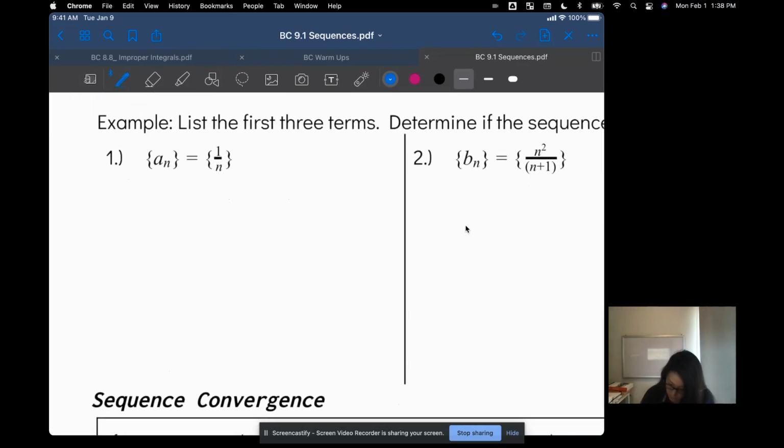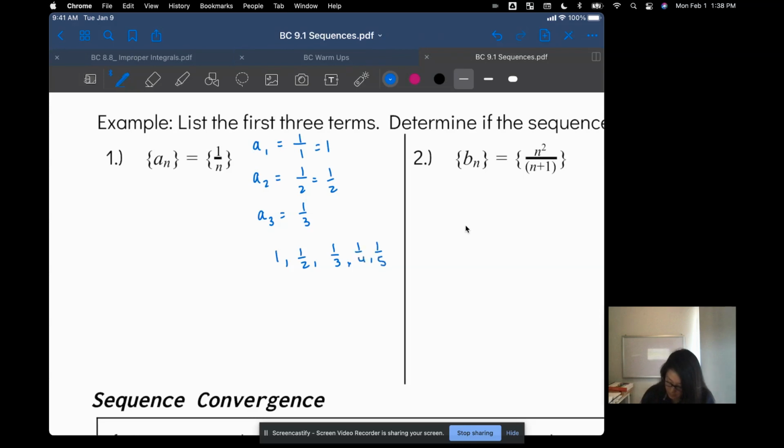All right, so the first one, the nth term of A is equal to 1 over n. So to figure out A sub 1, we would just plug in 1 for n, so 1 over 1 is 1. A sub 2 would be 1 over 2, so 1 half, and a sub 3 is equal to 1 over 3. I like to list them. So 1, 1 half, 1 third, and then they would continue, 1 fourth, 1 fifth.